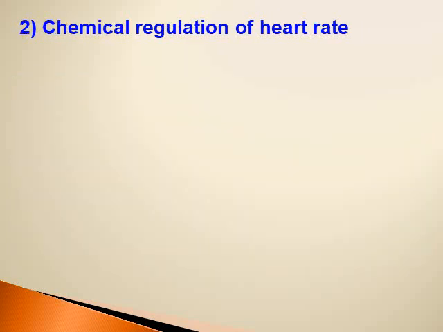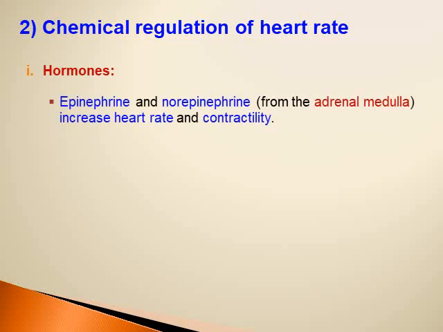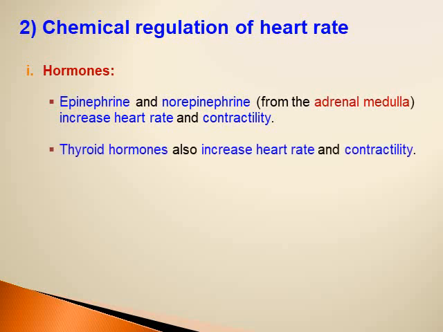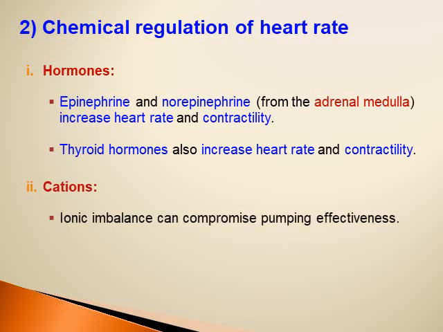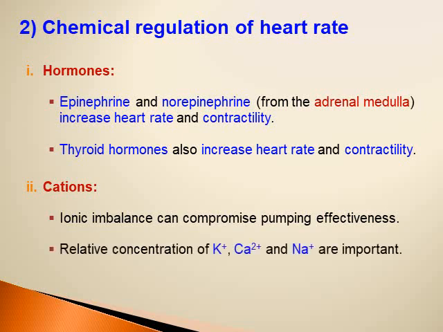The chemical regulation of the heart rate is via hormones. Epinephrine and norepinephrine from the adrenal medulla will increase the heart rate and contractility. Other hormones like thyroid hormones will increase the heart rate and contractility. We have, in addition to the hormones, some cations. Ionic imbalances can compromise the pumping effectiveness of the heart, and you'll study that in more detail in the cardiovascular module and the integrated modules in phase 2, inshallah. Also, the relative concentrations of potassium, calcium, and sodium are important for the heart rate.